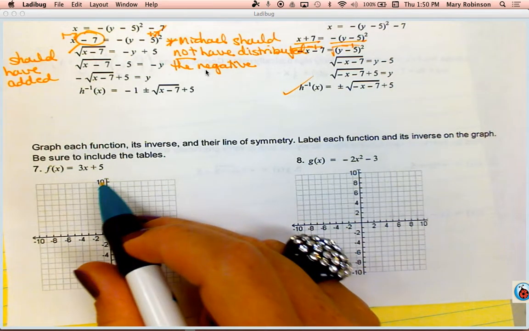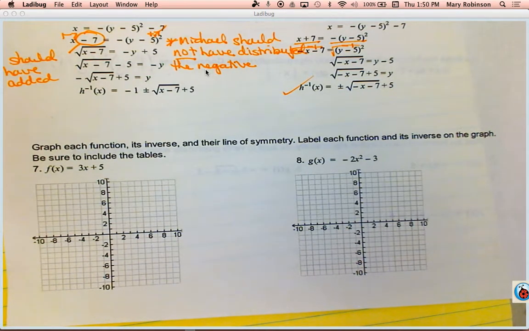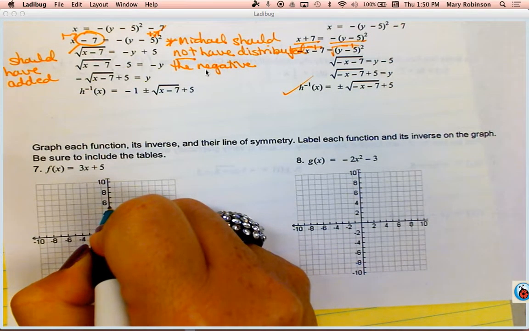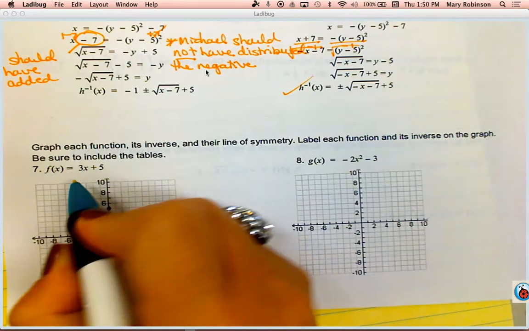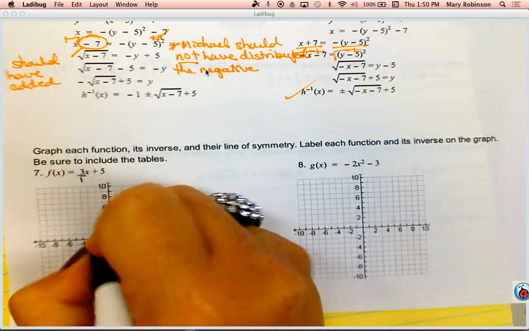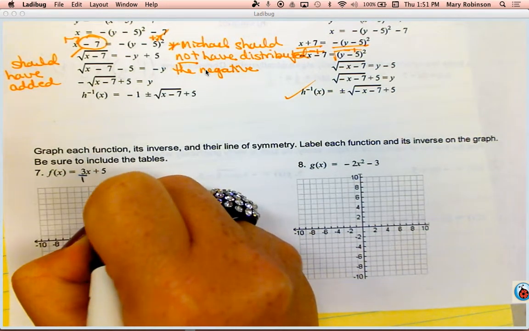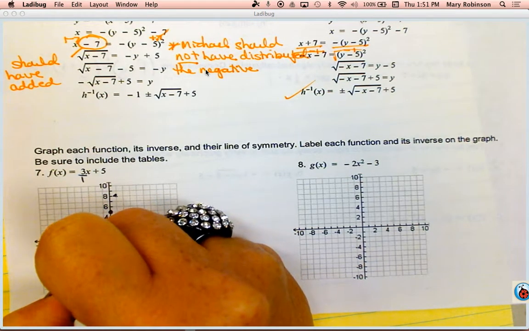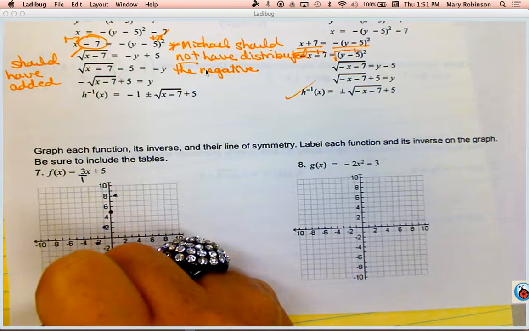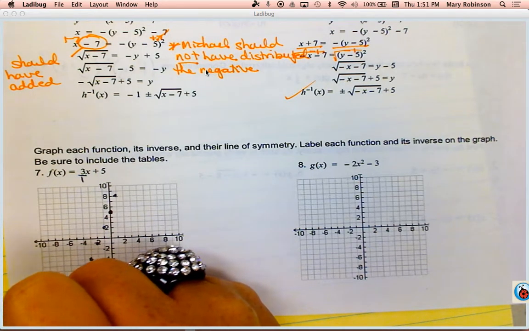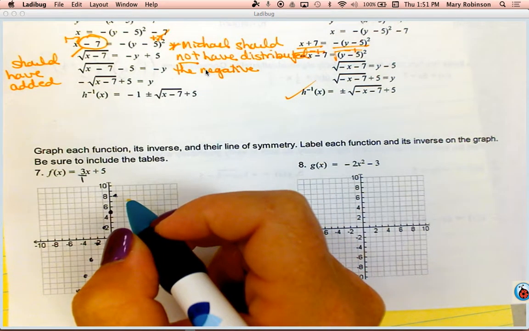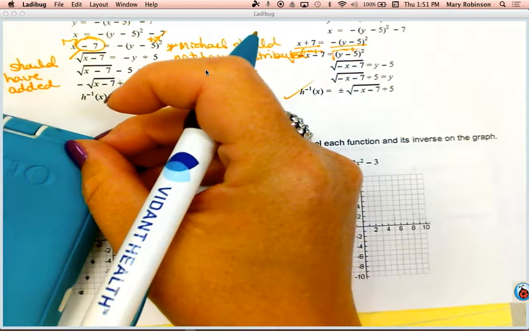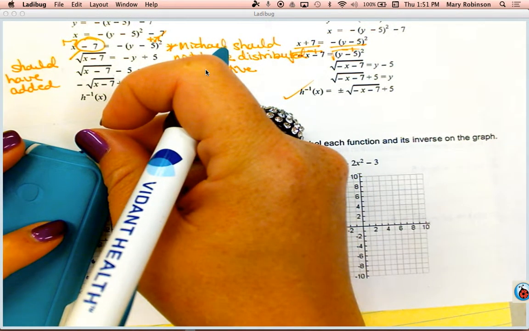So when I go to graph f of x equals 3x plus 5, this is a linear function, so I know I should use 5 as my y-intercept, and then 3 over 1 is my slope, so I can go up 3 over 1. I can also go down 3, back 1. Down 3, left 1, down 3, left 1, down 3, left 1. And there's my line. I'm going to use the side of my phone to make my line straight.